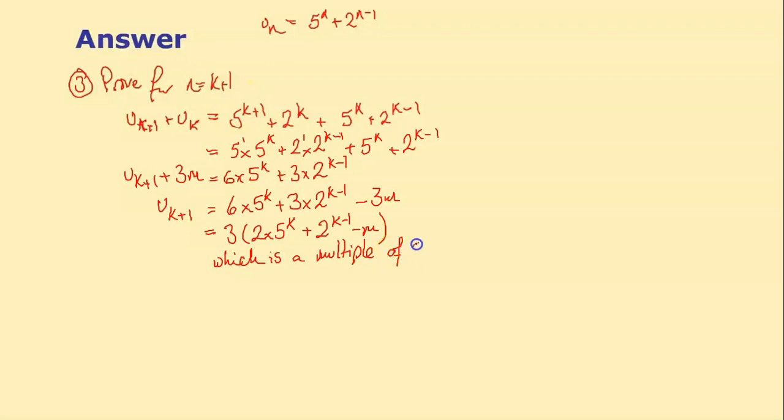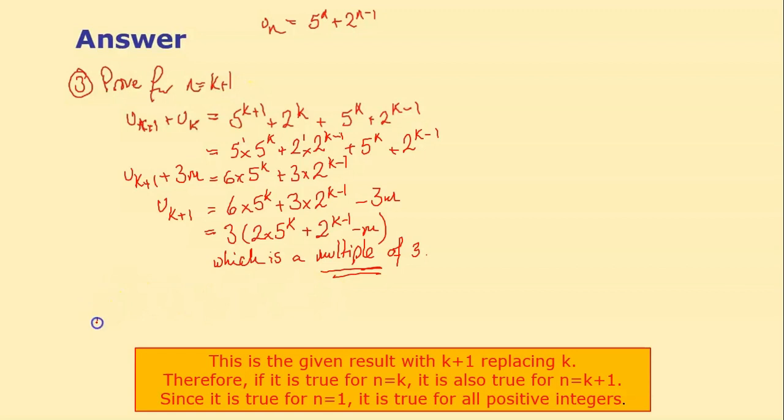We wanted to prove it was a multiple of 3. Now, don't forget, there is this step 4. Step 4 is where we write out this is the given result of k plus 1 replacing k. Therefore, if it's true for n equals k, it is also true for n equals k plus 1. Since it's true for n equals 1, it's true for all positive integers. Now, it's a bit of a faff, that, but you've got to learn it. You've got to write it down to get the final mark on these questions.